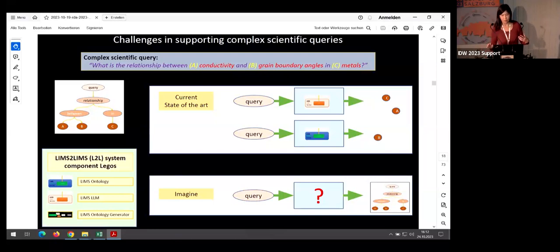So we put together a toy query. For example, we asked ourselves, what is the relationship between, say, conductivity and the angle of your grain boundary in, say, metals? And that is represented by this little white square here.